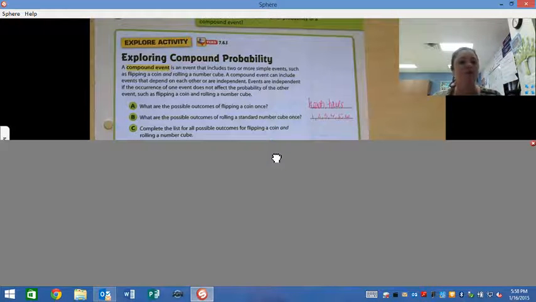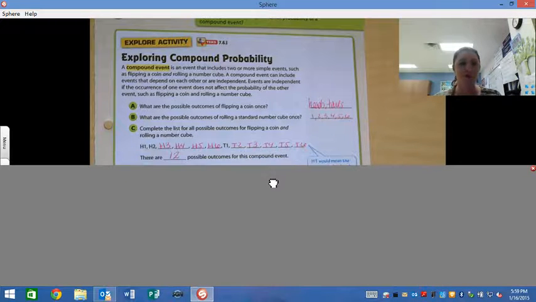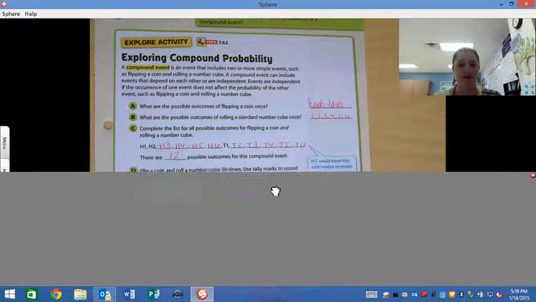C, complete the list for all possible outcomes for flipping a coin and rolling a number cube. So both. Whenever you do it, you could get heads with 1, 2, 3, 4, 5, or 6, and tails with 1, 2, 3, 4, 5, or 6. Make sure you list them all out. That's what the question is asking. Don't just make up your own stuff, guys. Do it like it asks you to do. Okay, so there are 12 possible outcomes for our compound event.